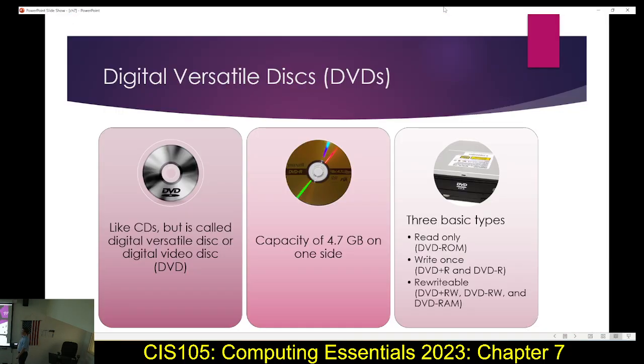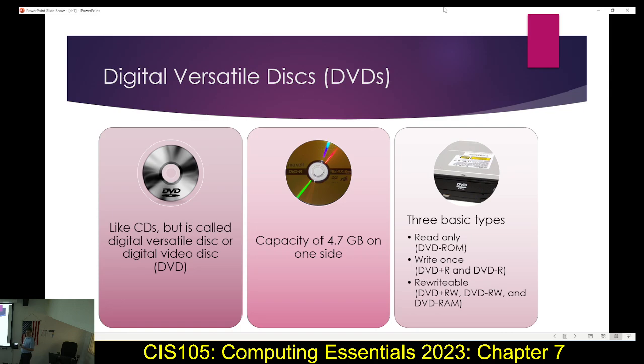All right, digital versatile disks. I was pretty happy when these came out. Very happy when these came out, because now we're talking about 4.7 gigabytes. You notice that it says on one side. Yes, there are double-sided disks, especially if you get a DVD movie and there's one movie on one side and one movie on the other, or the movie on one side and the bonus features on the other. That's a DVD-ROM. That is read-only. When we talk about movies that are on DVDs, that is read-only.